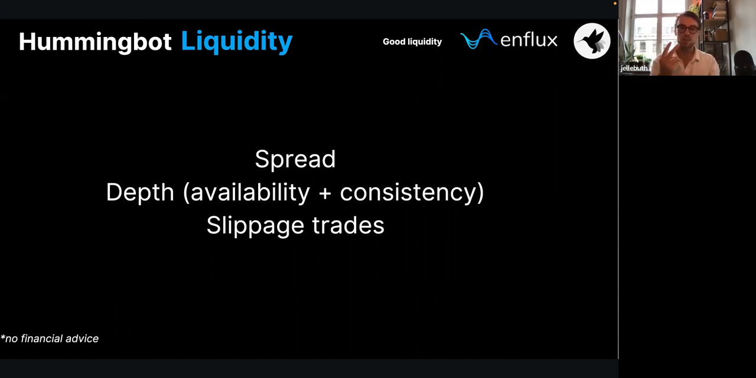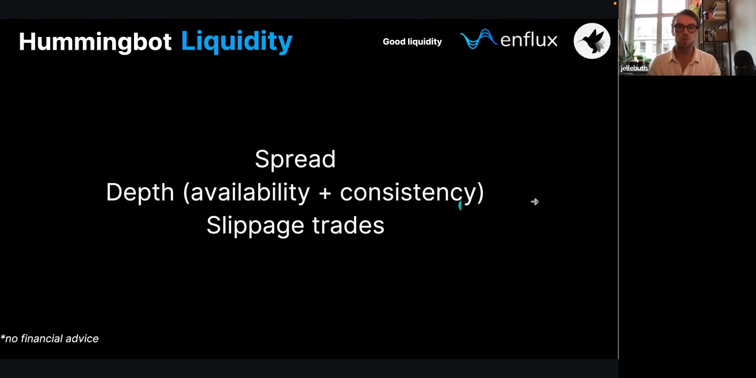The second one is really important: consistency. Sometimes we observe that there's $2,000 of liquidity within 2% most of the time, but then suddenly, I don't know what their market maker does, they stop providing liquidity and all of a sudden there's only a couple hundred dollars left. So it's not only availability, how much liquidity is there generally, but also the consistency of liquidity, with no sudden drops.